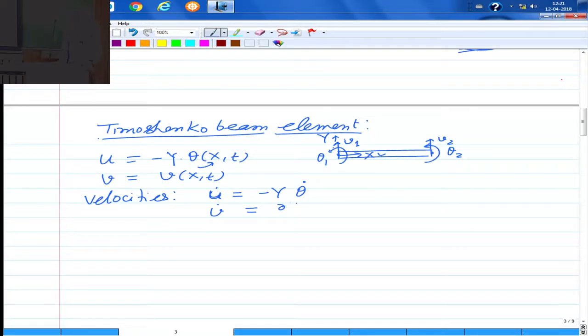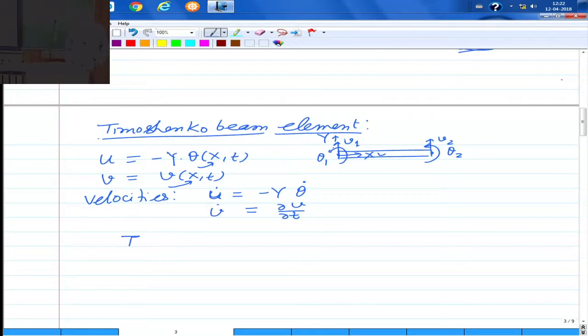Why am I again writing del v by del t? Because it's also a function of x. So it's a derivative only with respect to t, keeping x the same, that is, for the same material point. So this becomes del v by del t, with theta dot also being del theta by del t.